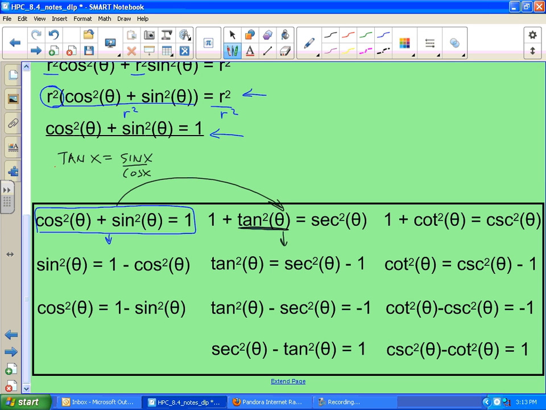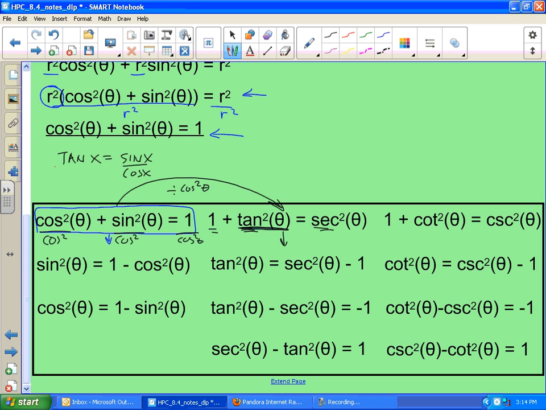And that means if I wanted to end up with 1 plus tan squared theta equals secant squared theta, that would have meant I divided this original Pythagorean identity by cosine squared theta. And if I did that, cosine squared over cosine squared produces the 1, and sine squared over cosine squared produces the tangent squared, and 1 over cosine squared produces the secant squared.